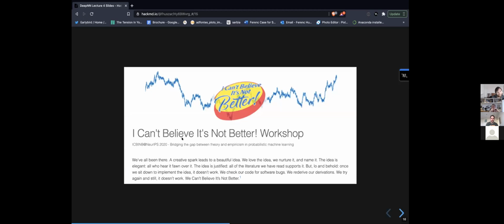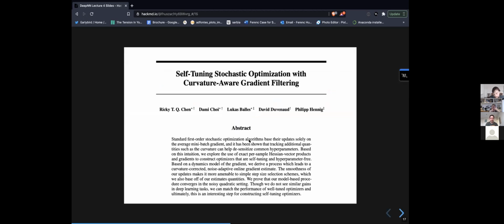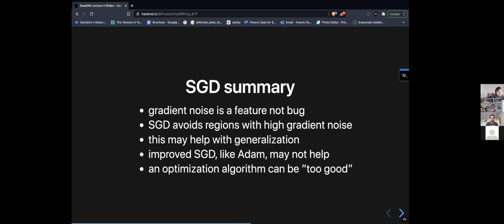And there is a similar example from a recent workshop called I Can't Believe It's Not Better, at the big machine learning conference this year, where there was another example of a very, very advanced stochastic optimization method that's much more complicated than Adam. It converges much faster, but is just too good at optimizing, and it actually doesn't work when you try to apply it to deep learning.